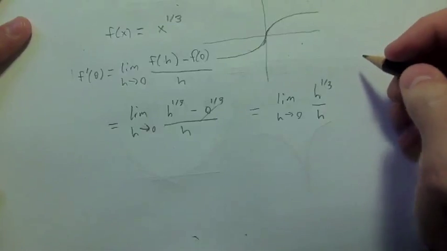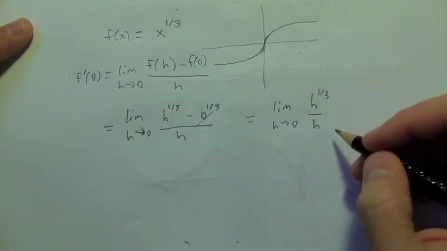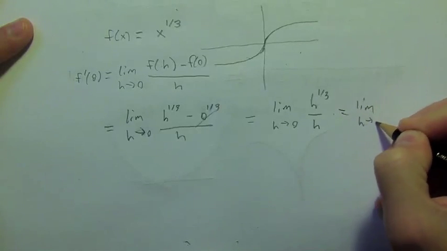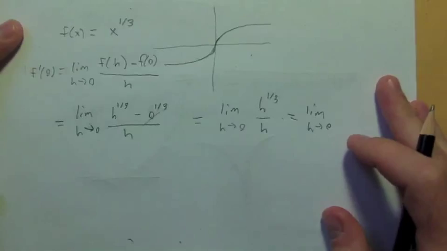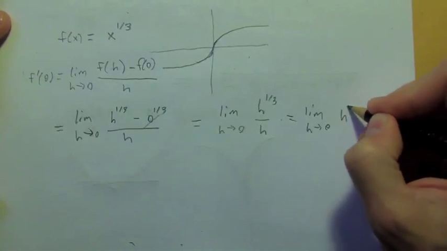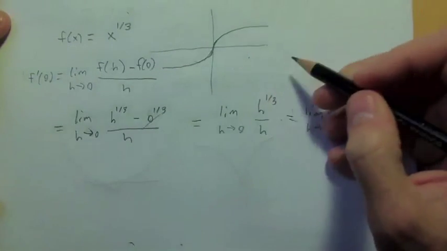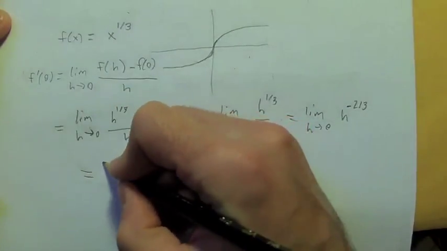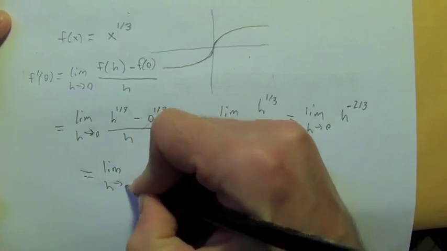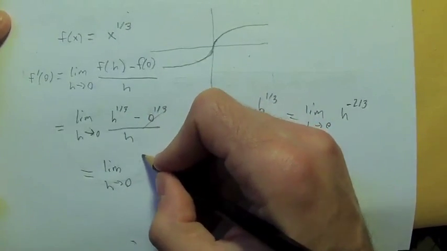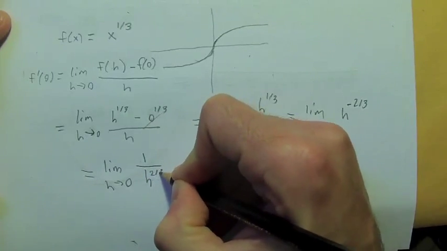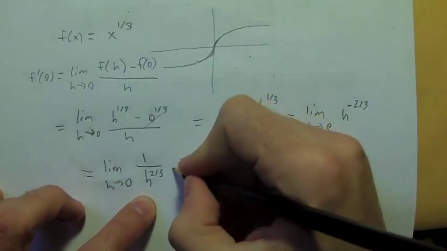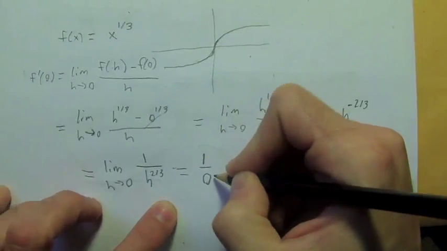Okay, when you subtract, that's going to be the limit as h goes to 0 of h to the negative 2/3. That would be h to the 1/3 minus 3/3, otherwise known as the limit as h goes to 0 of 1 over h to the 2/3. And if I just plug this in, we get 1 over 0.